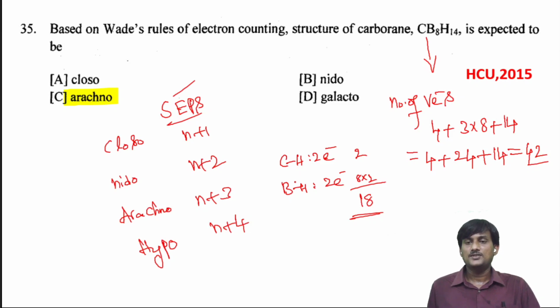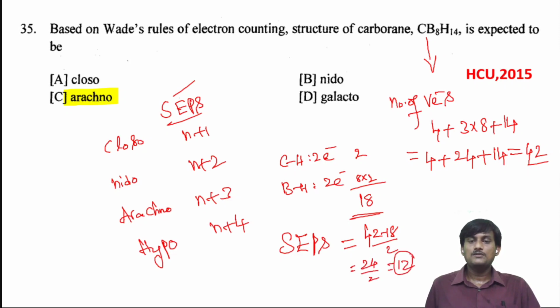In order to calculate the number of skeletal electron pairs, we have to remove these 18 electrons from the valence electrons. 42 minus 18 by 2 equals 24 by 2. We have 12 skeletal electron pairs. Here, what is the n value? The n value is the number of carbons and borons. Here, n is equal to 9.